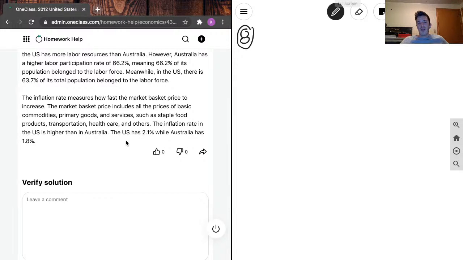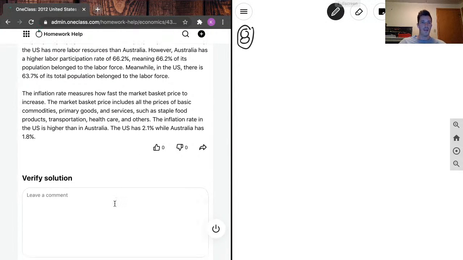In Canada, we use the CPI, the Consumer Price Index, to measure inflation. And if you ever wanted to look up what they actually use in the Consumer Price Index, it's a pretty interesting exercise. I'd recommend it.